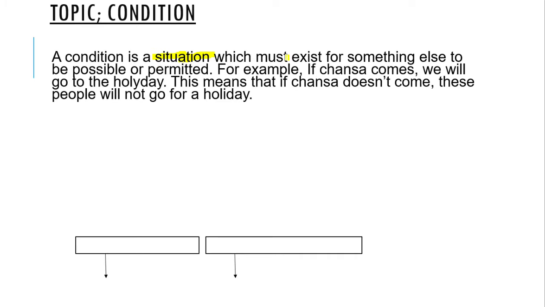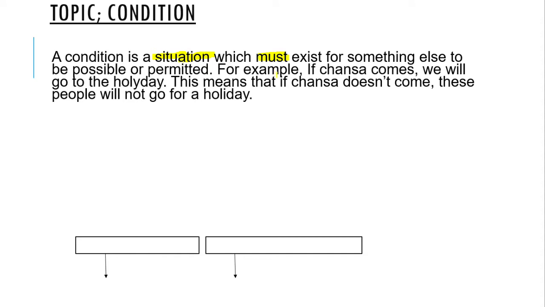Take note of the word must. That means it should just exist. It must exist. Whether I like it or not, it should exist for something else to be possible or to be permitted. For another thing to happen, this situation must exist. That is what we call a condition.